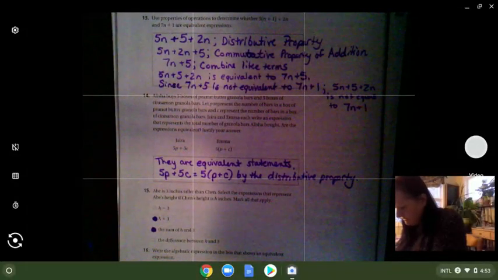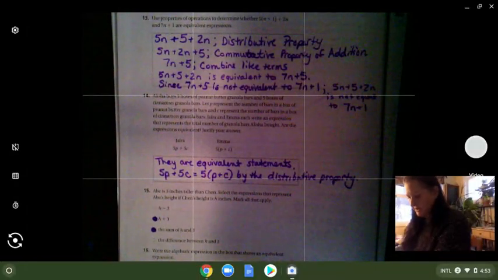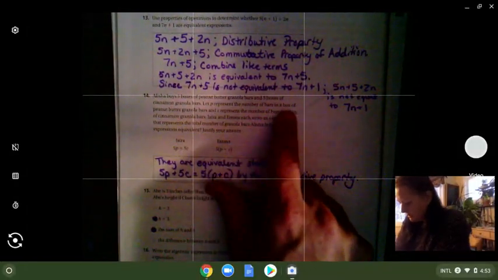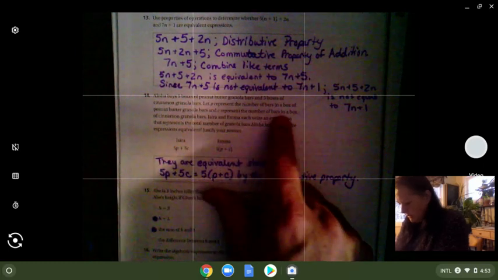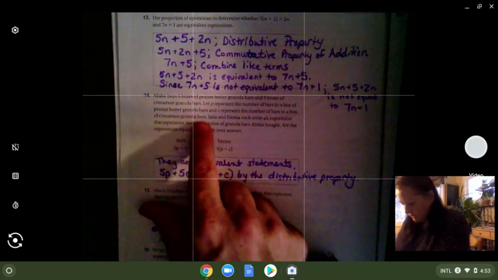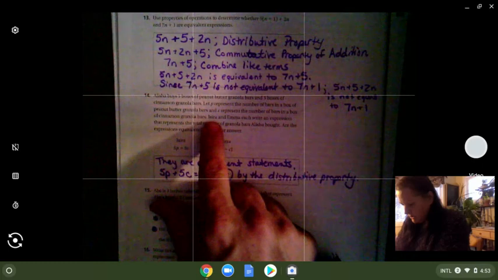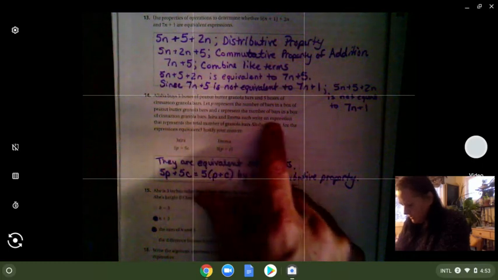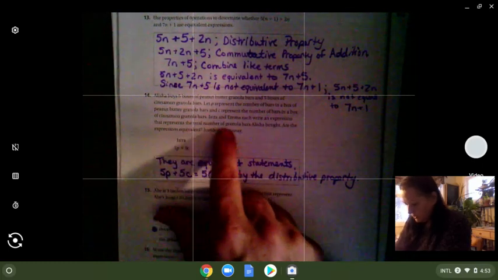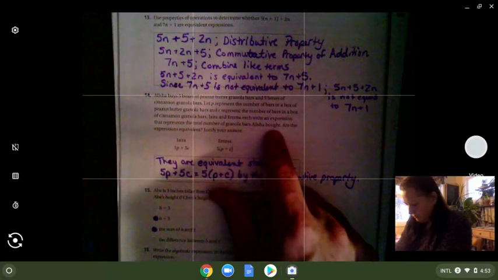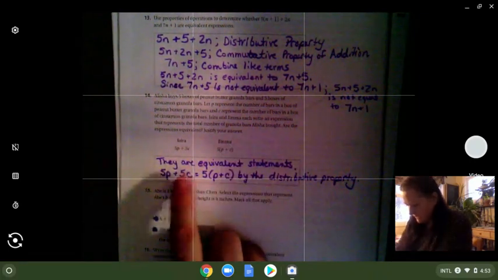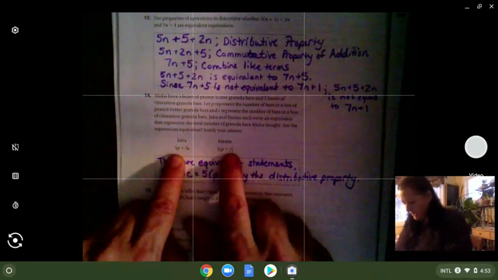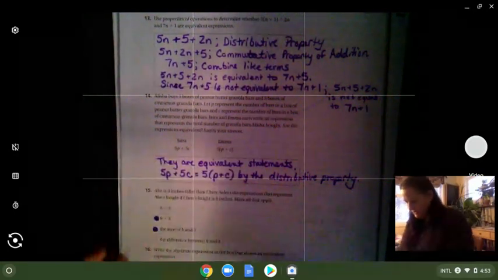All right, on the next one it says, Alicia buys 5 boxes of peanut butter granola bars and 5 boxes of cinnamon granola bars. Let P represent the number of bars in a box of peanut butter granola bars, and C represent the number of bars in a box of cinnamon granola bars. Jara and Emma each write an expression that represents the total number of granola bars that Alicia bought. Are the expressions equivalent? Justify your answer. So we have Jara and Emma.